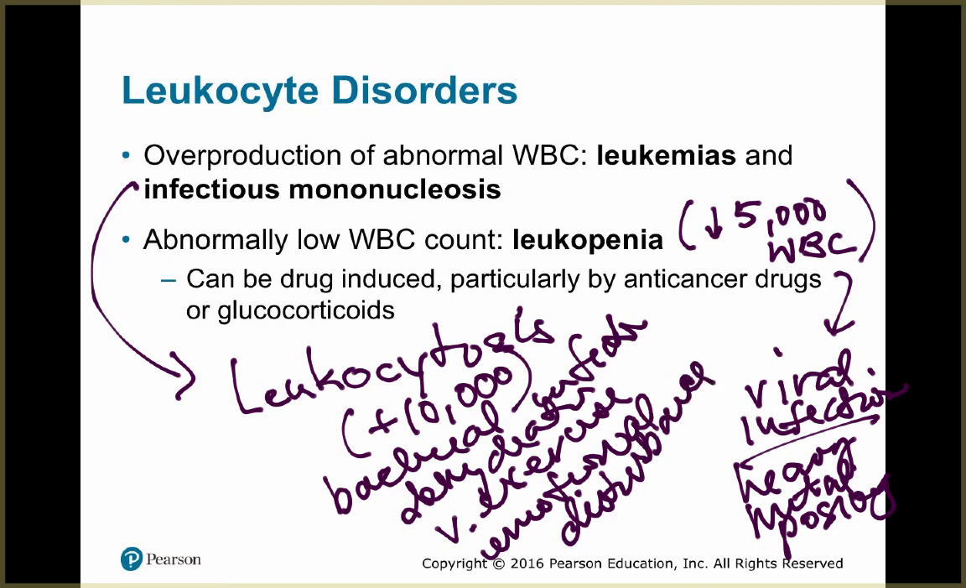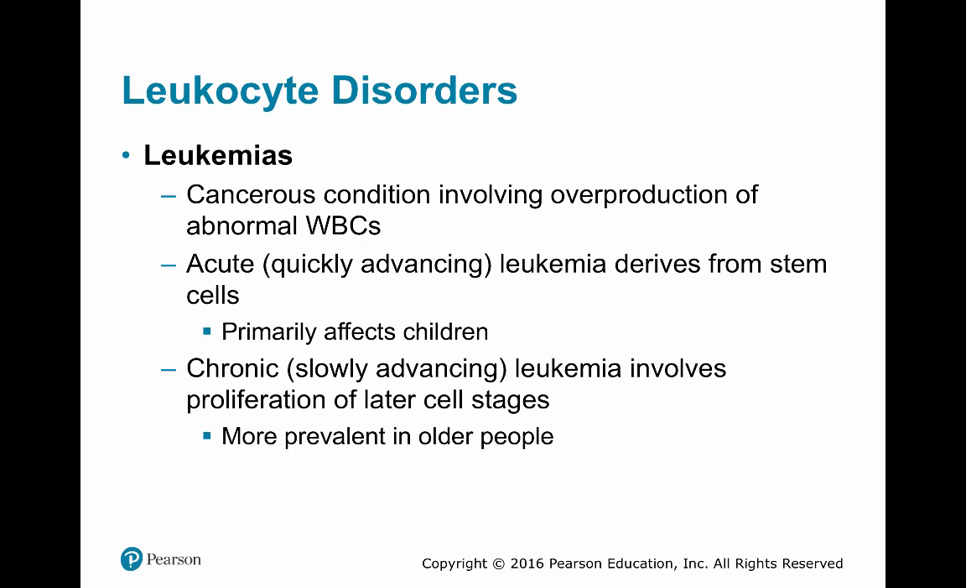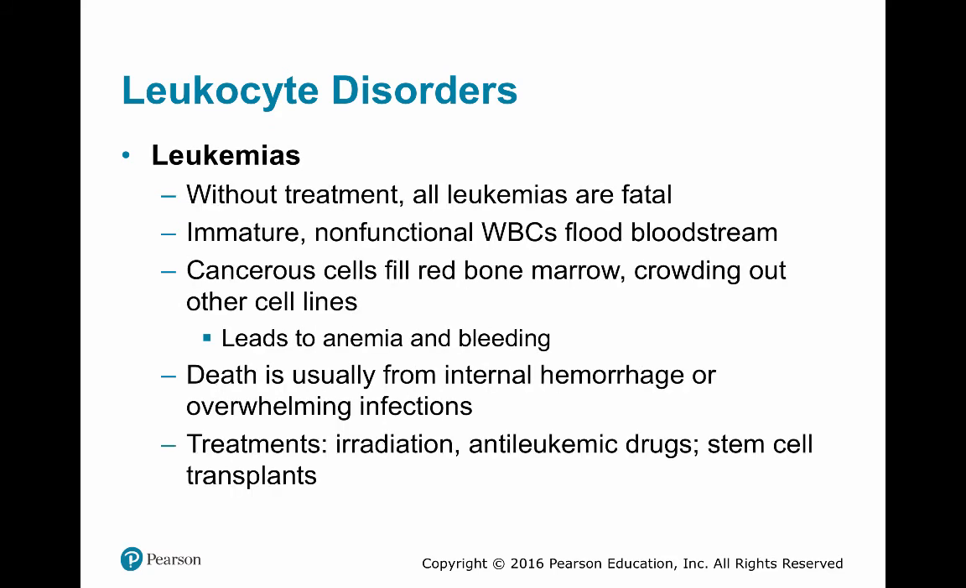So let's go back and talk about leukemias a little bit more. This is due to an overproduction. There's acute, which is quickly advancing leukemia, and these are derived from stem cells. This primarily affects children. Chronic, or slow advancing, leukemias involve proliferation of late cell stages. This is more prevalent in older individuals. All leukemias are fatal if they're not treated.